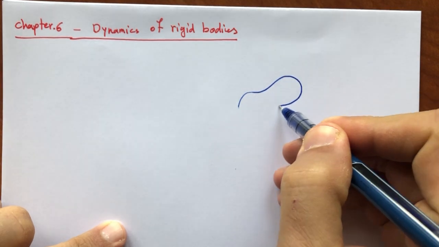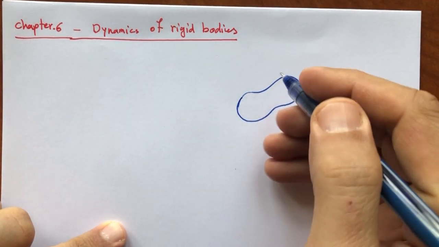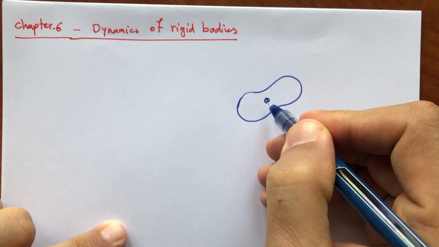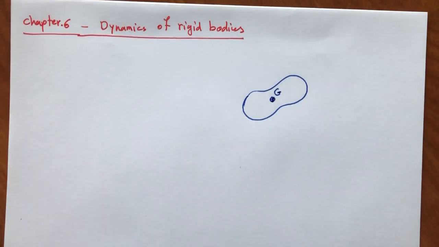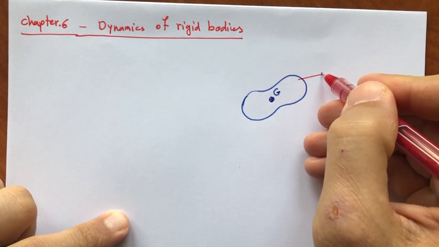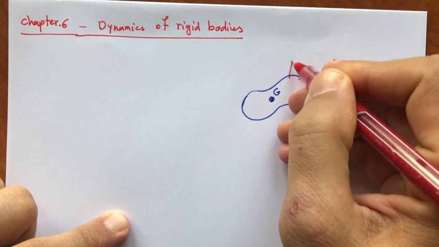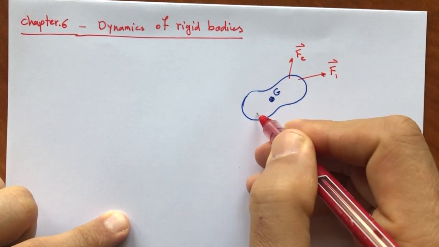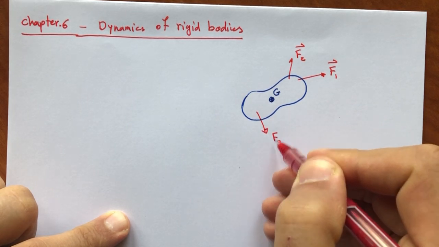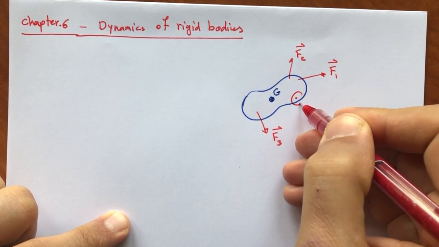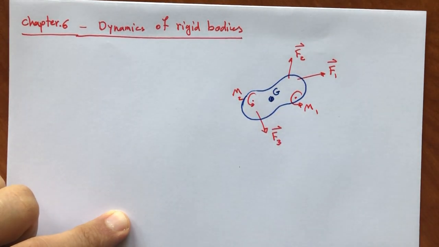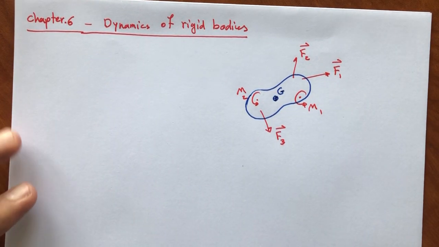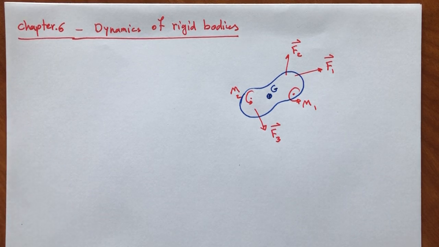So, if we have a rigid body with the centroid of G, let's say we have a bunch of forces on it, like F1, F2, it can be anything, F3, and maybe some moments like M1, M2, and maybe more. Then what are going to be the dynamical equations for this rigid body?